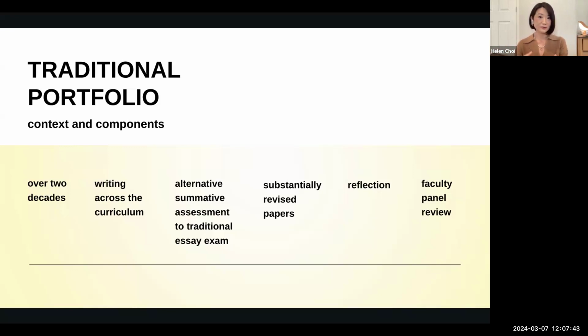And then usually in the portfolio, there's a reflection component as well. And so students kind of take a step back and engage in lots of metacognitive learning and think about, what have I learned? How has my writing improved? How has my critical thinking improved and expanded? And then all of these portfolios are gathered together in a faculty panel review.